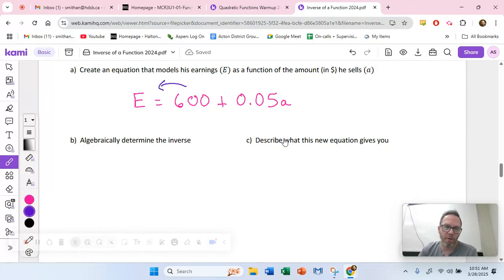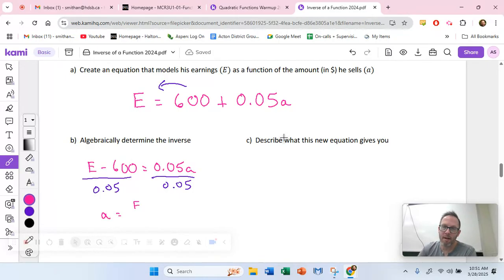You bring over the 600. We get e minus 600 equals 0.05 times a. And then to get a by itself, divide by 0.05. Maybe you're saying, why did we leave this one to the end? This one's actually pretty straightforward. Yeah, it is, and it's just tying in some grade 9 stuff. It all connects together. So those two functions, the function for earnings and the function for the sales that gives you the earnings, are inverses of each other.